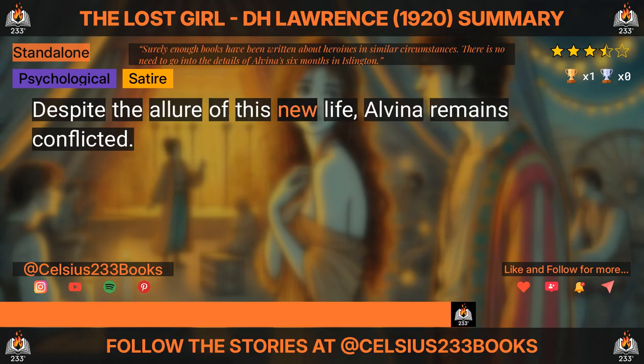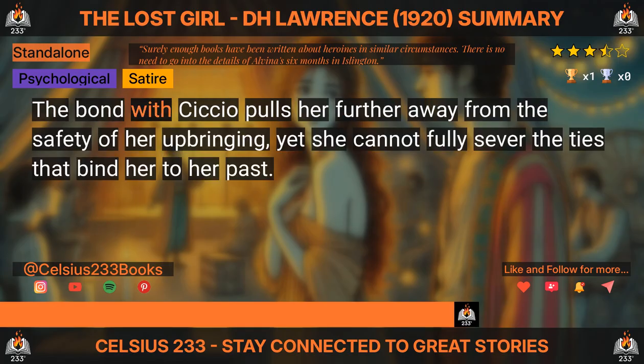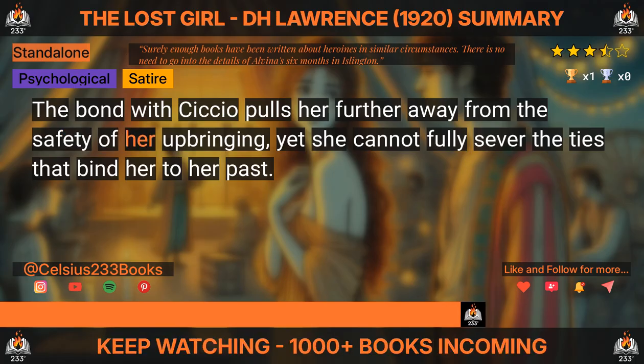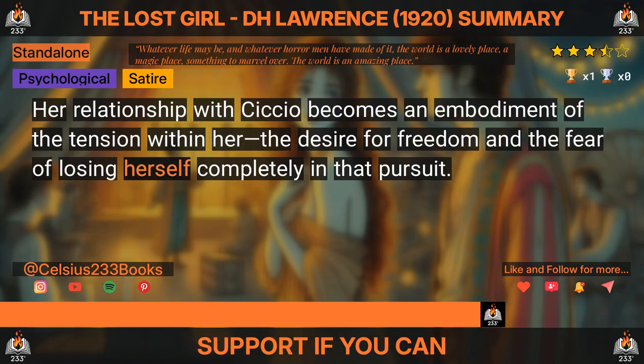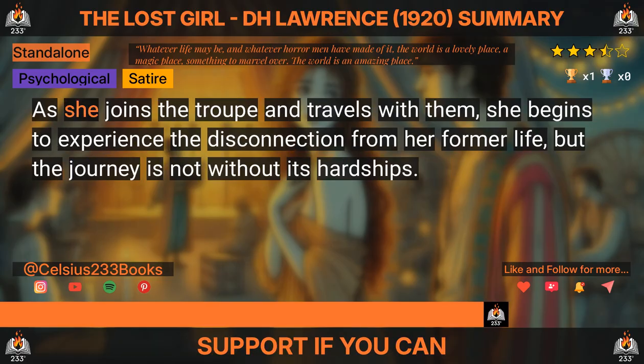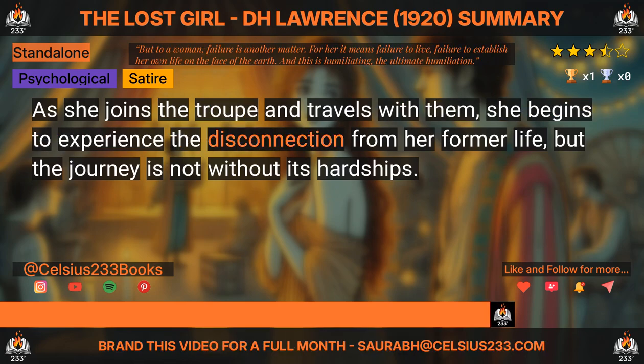Despite the allure of this new life, Alvina remains conflicted. The bond with Cixio pulls her further away from the safety of her upbringing, yet she cannot fully sever the ties that bind her to her past. Her relationship with Cixio becomes an embodiment of the tension within her, the desire for freedom and the fear of losing herself completely in that pursuit. As she joins the troupe and travels with them, she begins to experience the disconnection from her former life, but the journey is not without its hardships.